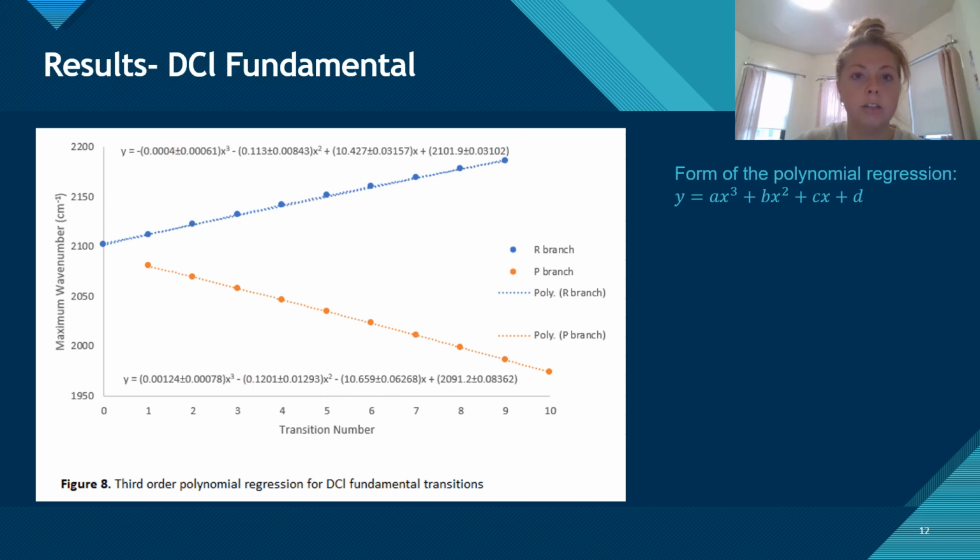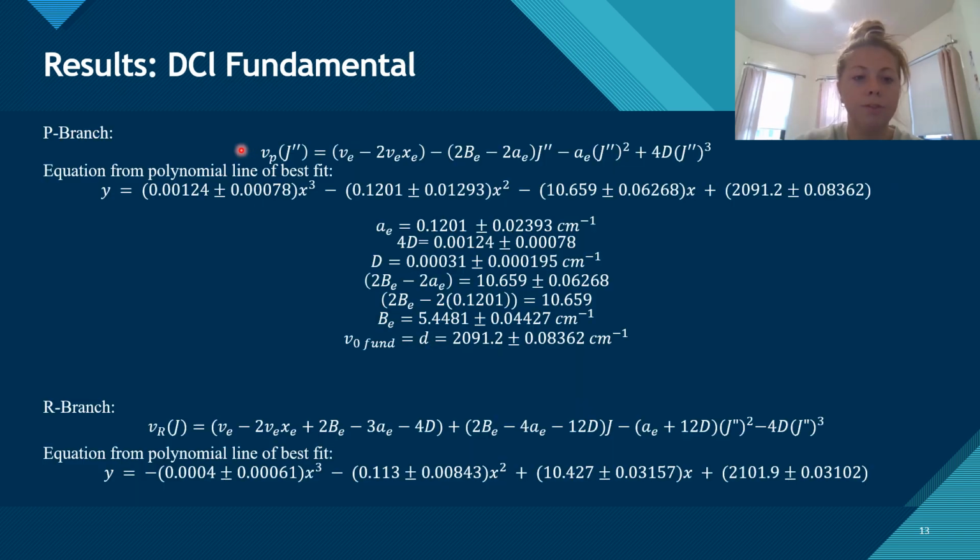which gave us these equations for the corresponding branches. The equation for the P branch for the fundamental transition is listed here, and this is the equation we got from our polynomial line of best fit. So you can see how these correspond to each other. From this, we are able to plug in for these terms and solve for the constants.